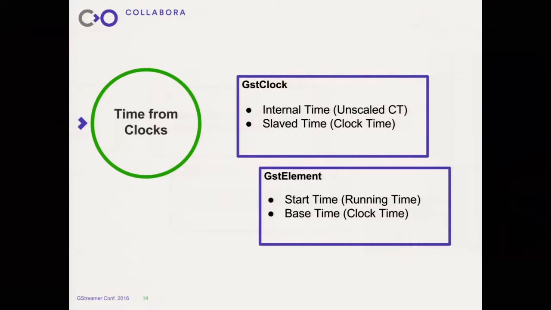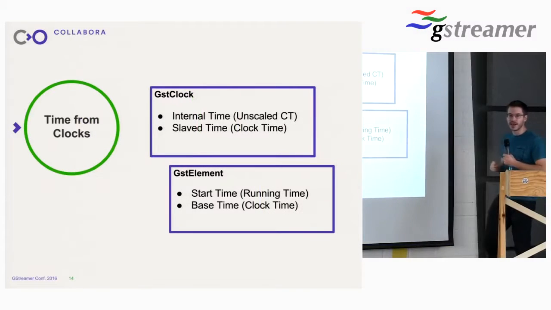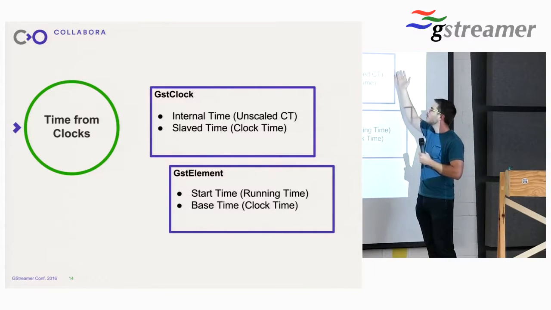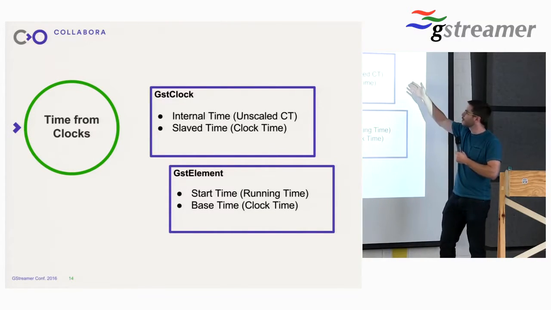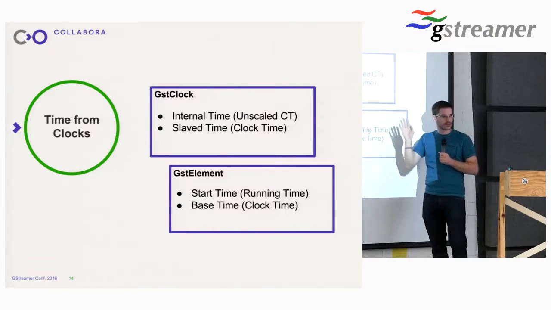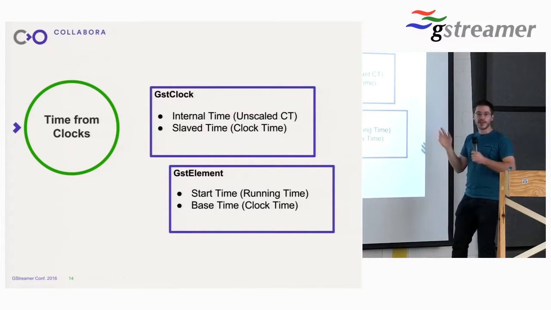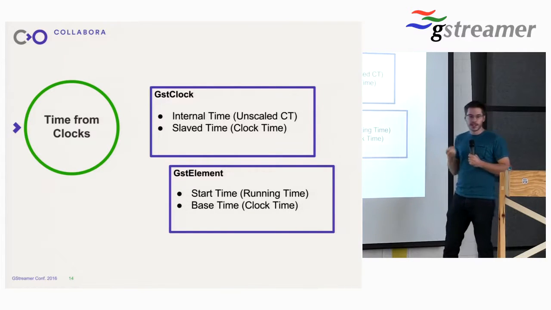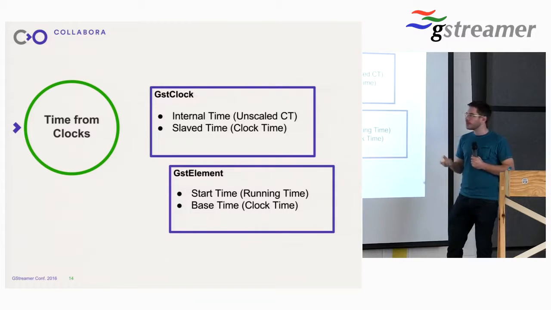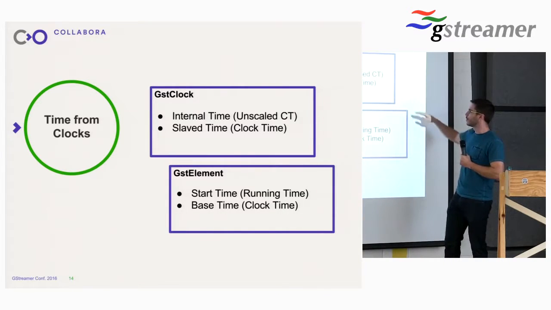So let's go back to our time in GStreamer and let's classify it. So internal time, well, we don't really have a classification for it. It's some sort of clock time, but it's not scaled. It's in some other scale. And we slave that anyway, and the GstClock object gives you all the tools to do the translation. I think the API is quite evident. We don't need to go over that.